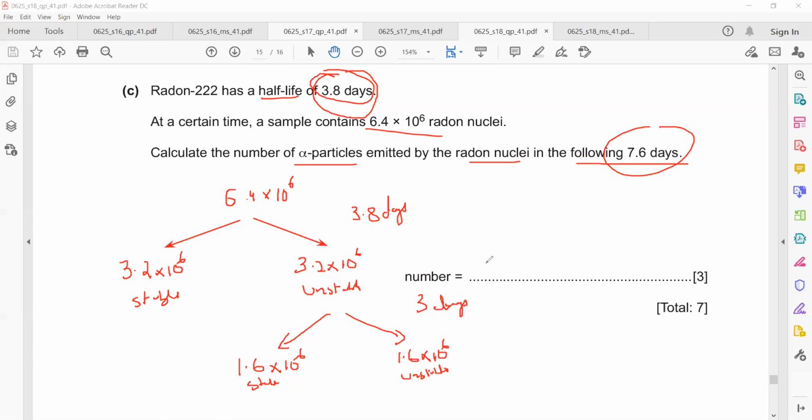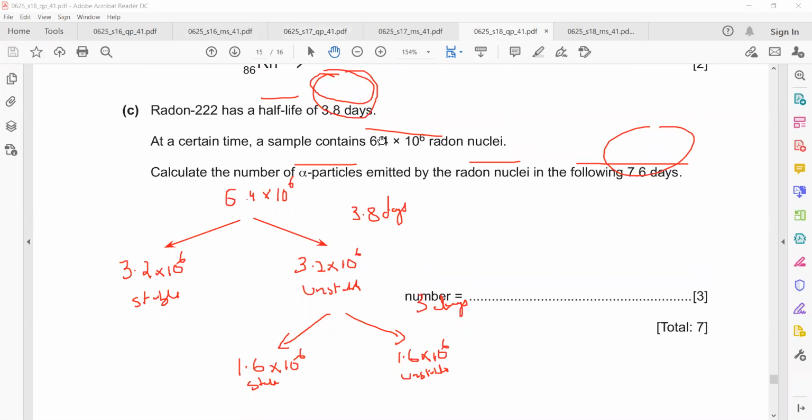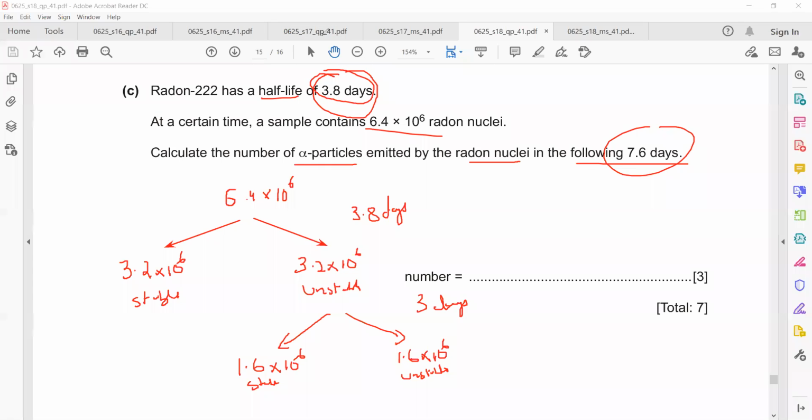As you saw in the previous equation, when radon emits out an alpha particle, it becomes polonium. So how many radon atoms become polonium? That will decide how many alpha particles will be emitted. When one atom of radon becomes stable, it will emit one alpha particle. So how many atoms are stable after a total of 7.6 days?